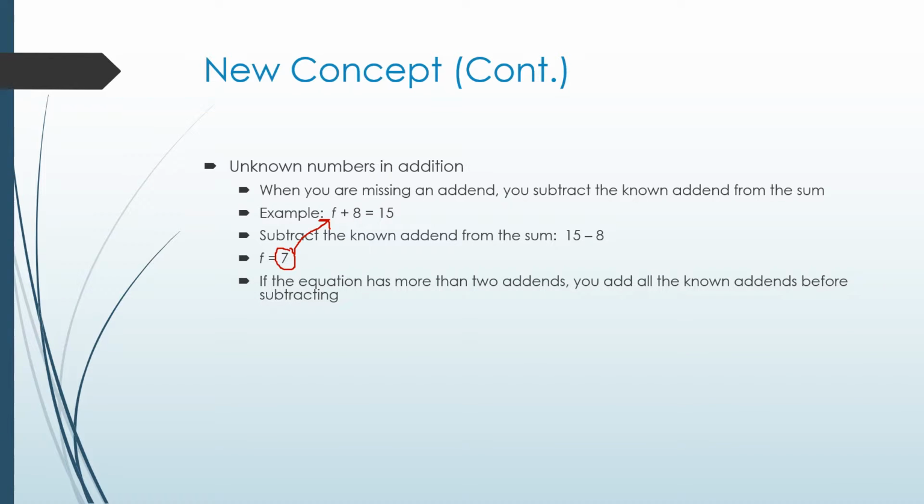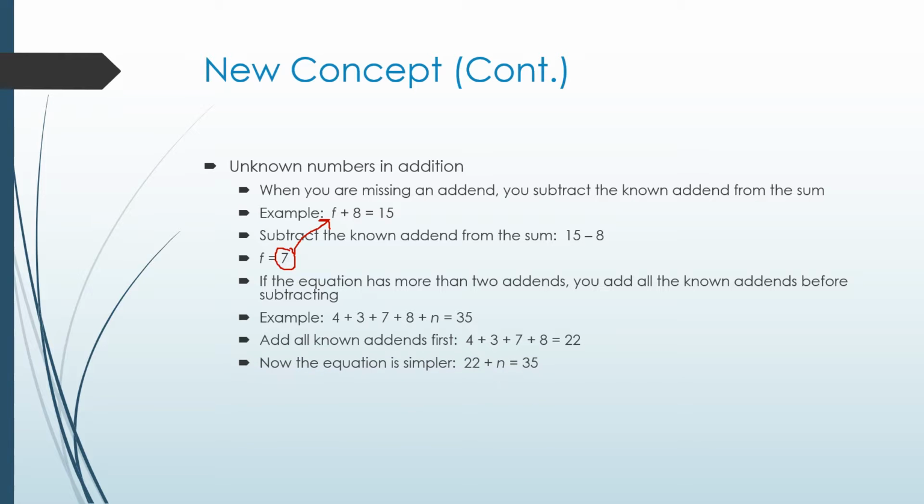Sometimes though you end up with addition problems that have a whole list of addends and then a variable before the sum. So if you end up with one of those, you need to add up all the addends that you're given before you do what we just did in the previous example. So here's a look at that. Sometimes you'll see addition problems like this where you have 5 addends and a sum, and one of those addends is missing. So first we're going to add up everything we know. We add the 4, the 3, the 7, and the 8, and that equals 22. And then we replace all those smaller numbers with just the 22, which gives us a much simpler equation, and we can now subtract to find the answer. 35 minus 22, we end up with 13 for n.